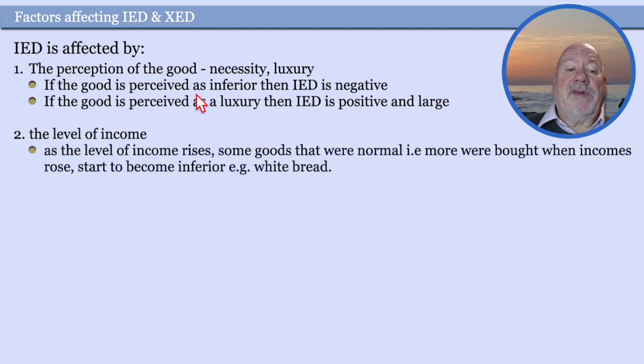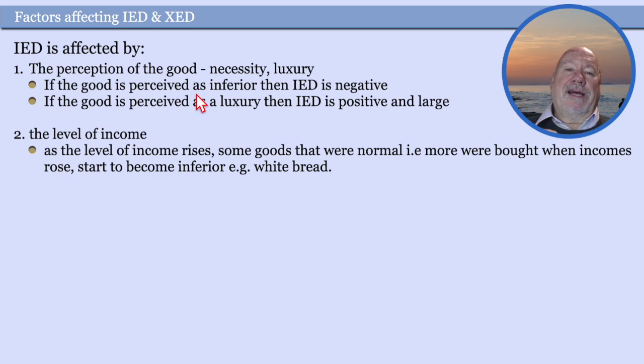Next one is the level of income. If the level of income rises, some goods that were normal, more bought, start to become inferior. This is why it is argued that the IED for different consumers will be very different. So for some consumers who are on very low incomes, for example, when their income goes up, they're grateful that they can get a bit more bread. For other consumers, as their income starts to go up, then they buy less bread and start to switch to maybe something that's a substitute for bread, like rice or something like that.